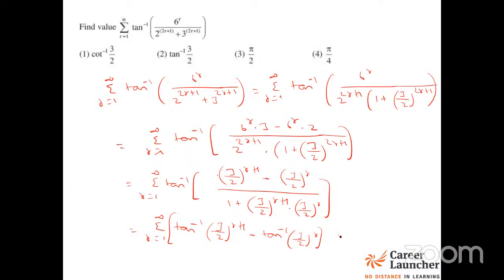So expanding the sigma, all terms will get cancelled. Only the first term and last term remain, which is pi by 2 minus tan inverse 3 by 2. So pi by 2 minus tan inverse will become cot inverse 3 by 2. Also you can write tan inverse 2 by 3. So what will be the answer? Cot inverse 3 by 2 will be the answer for this.